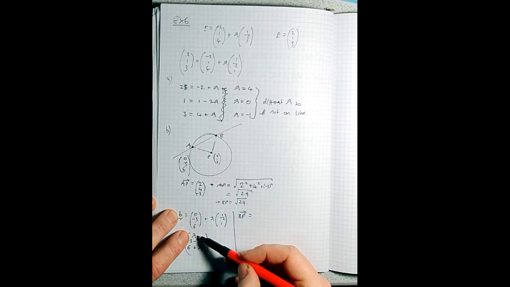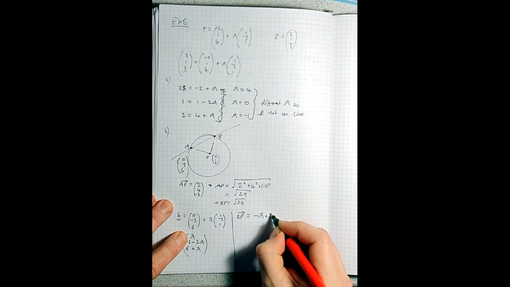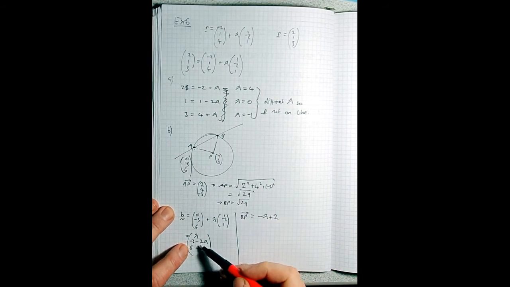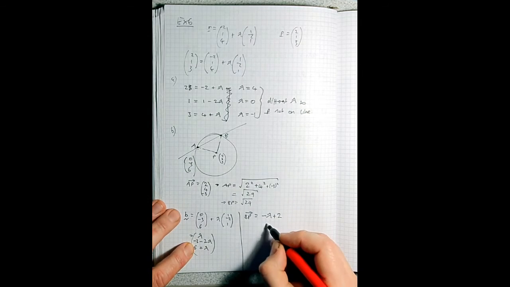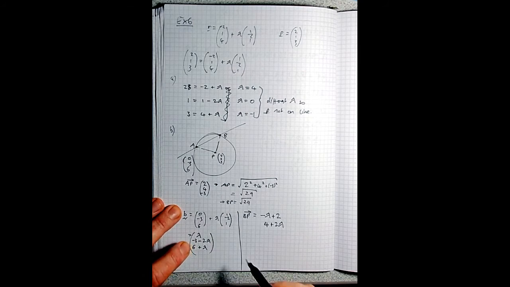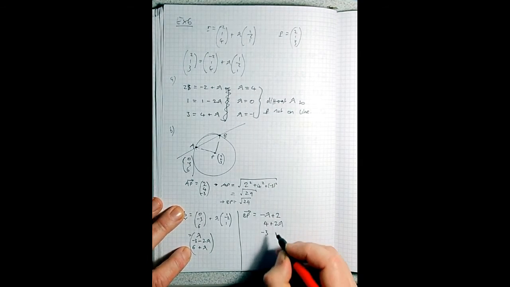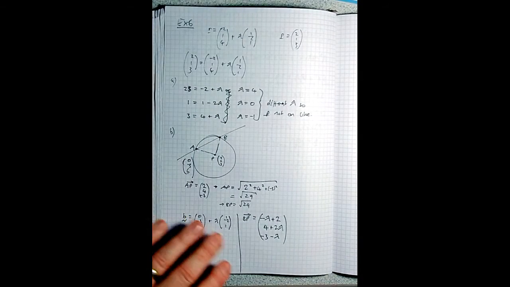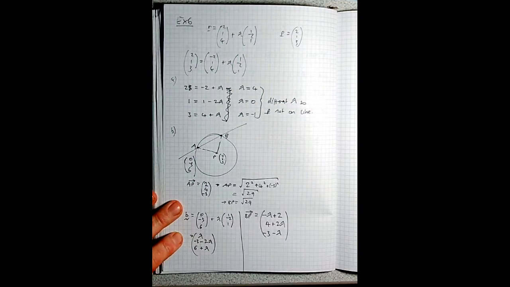Well, how do I get from lambda to 2? I take away my lambda and I add 2. How do I get from minus 3 minus 2 lambda to 1? I add on 4 and I add on 2 lambda. How do I get from 6 plus lambda to 3? I take away 3 and I take away lambda. Okay, right, so that's the vector BP.